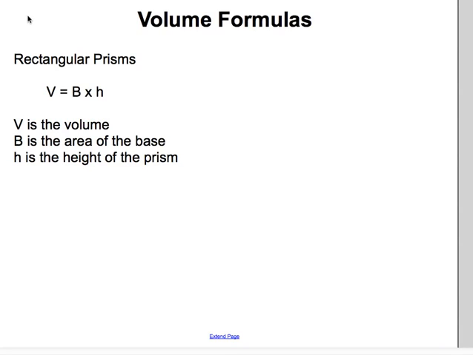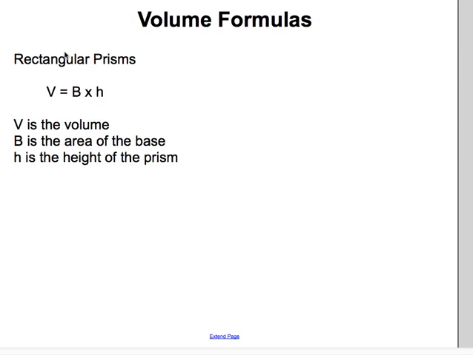Now in your notebook, we're going to go to the next clean page, and it should be right after your page where you had area formulas. Well, now on our next page we're going to put volume formulas. So put this as your heading, volume formulas, and copy down this information about rectangular prisms.